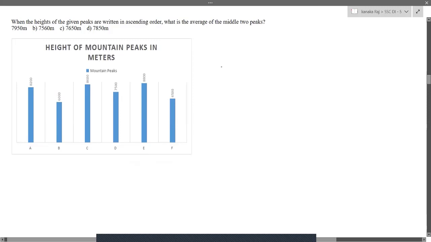So which is the smallest peak here? The smallest mountain peak is 6,000. So the next one, which is the next one? Next is 6,500, and then it is 7,500, then it is 8,200, then 8,600, and the highest one is 8,800. So which are the middle two peaks here? The middle two are 7,500 and 8,200.